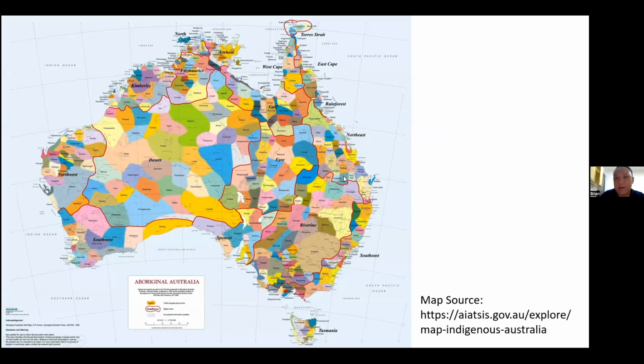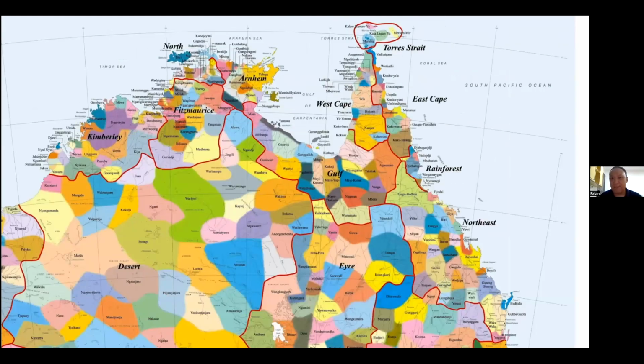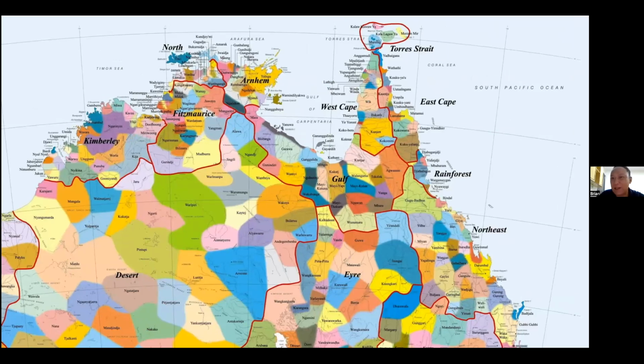Kalaw Lagaw Ya is an exception. It's at the very top end of the Torres Strait, between Muralag and Kalaw Lagaw Ya and Meriam Mir. You're looking at the eastern side, West Cape, East Cape. They go all the way up to the top end. So that's the Torres Strait.